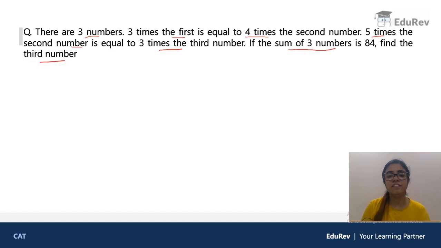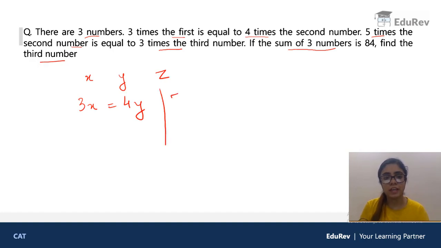Now what do they say? Let the first number be x, second number be y, third number be z. Now they are saying 3 times the first number is equal to 4 times the second number, so 3x is equal to 4y. They're also saying 5 times the second number is equal to 3 times the third number. I want to combine all three of them together. So this is 4y, this is 5y.